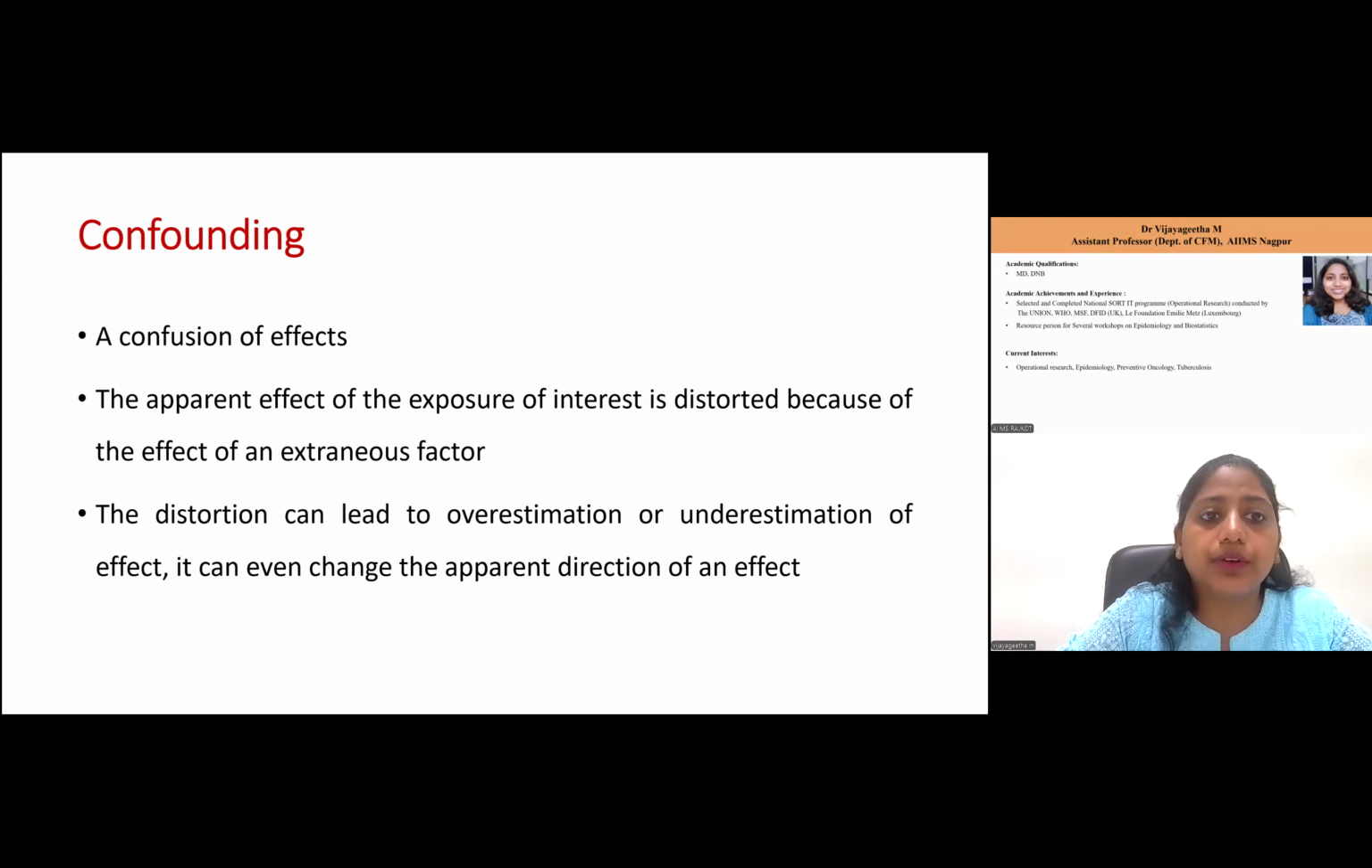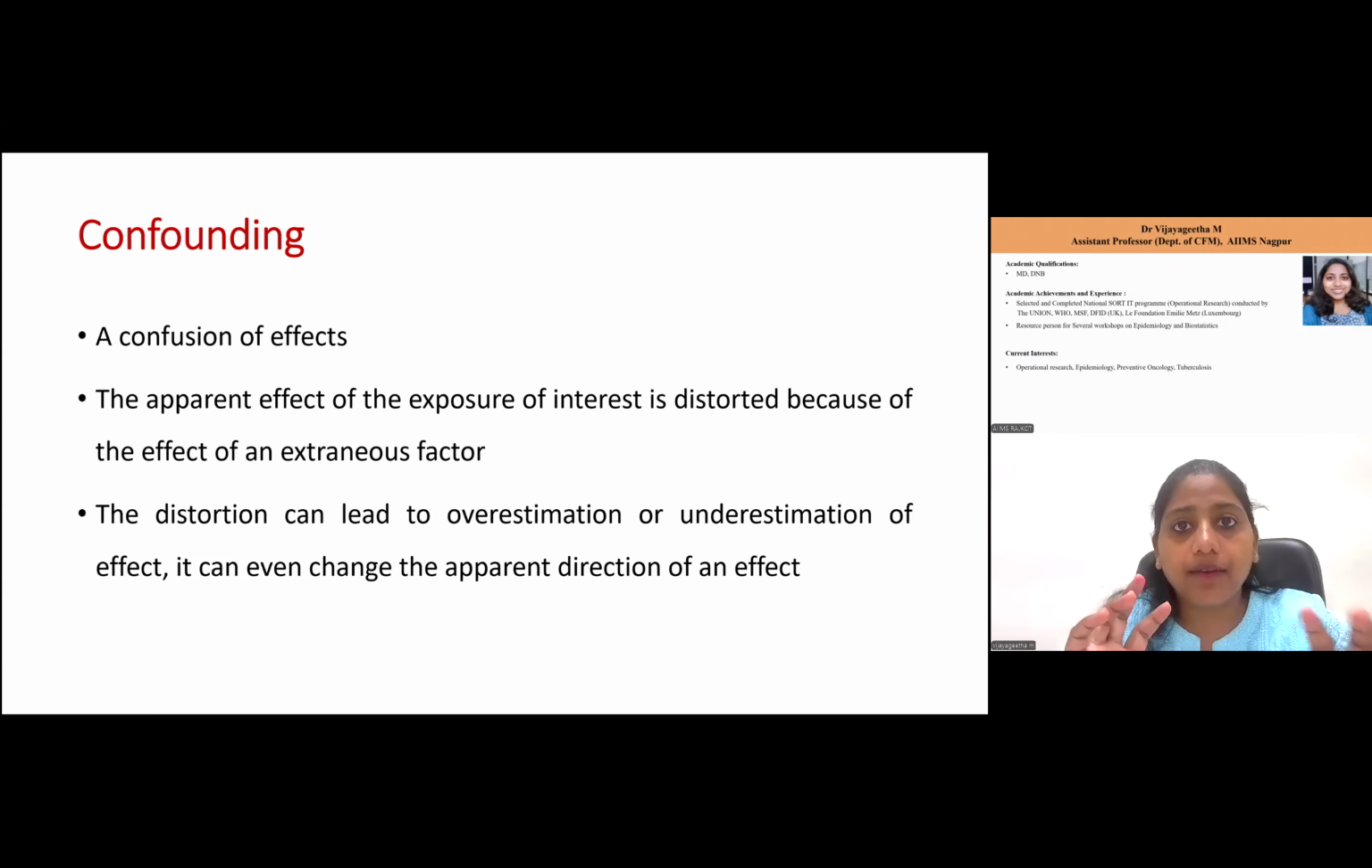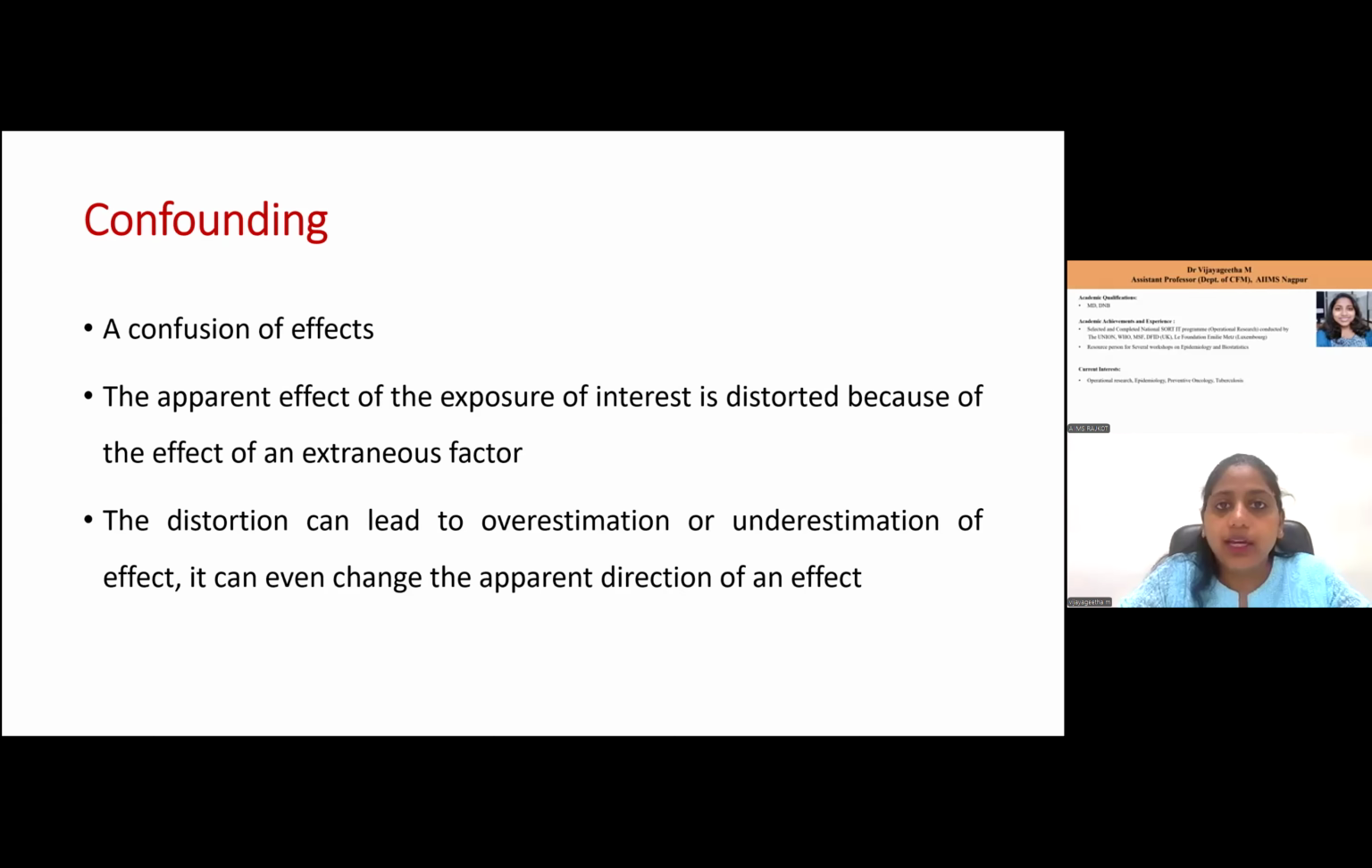So this is about confounding. What we mean by the term confounding is, sometimes they also call it confounding bias. But what we mean by the term confounding essentially means mixing of effects, or we can say a confusion of effects. So we have an exposure and we have an outcome, and the apparent effect of the exposure of interest is distorted because of the effect of a third factor or an extraneous factor.